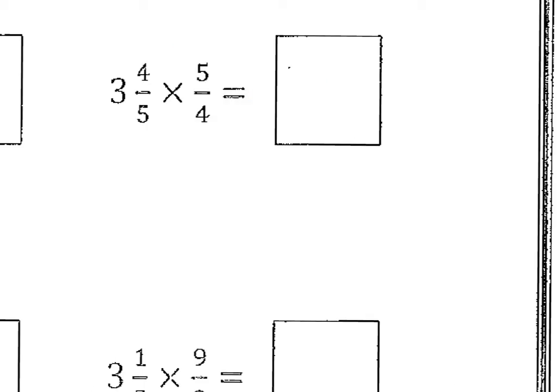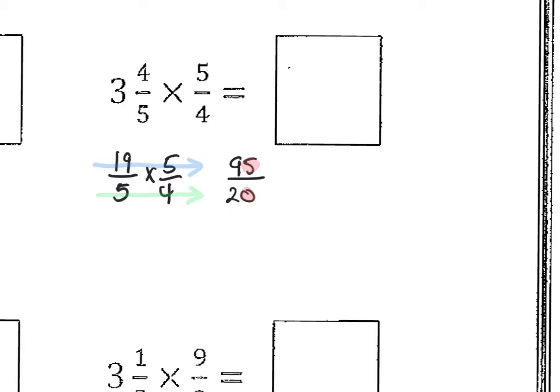Let's look at the third example. 3 4/5 is actually 19/5. We need to multiply that by 5/4. If we multiply straight across the numerators and straight across the denominators, we end up getting 19 times 5 is 95, and 5 times 4 is 20. Now, we can simplify this because we can very easily see that both 95 and 20 are divisible by 5, because 95 ends in 5 and 20 ends in 0.